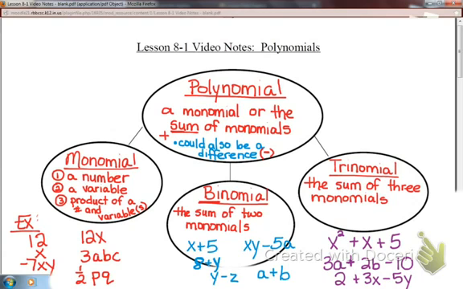Okay, so there you have your basic definitions of monomials, binomials, and trinomials. After trinomial, we could make longer polynomials. We just don't have special names for them. So if you ever have one that has 4 or more terms in it, we just call it a polynomial. We don't have a special name for it.